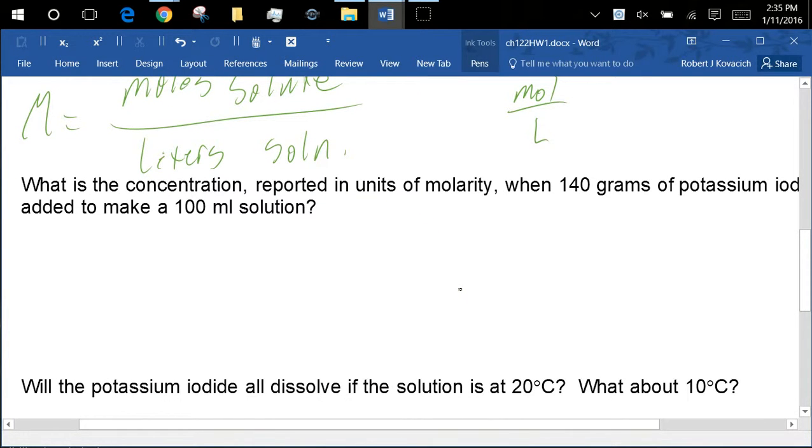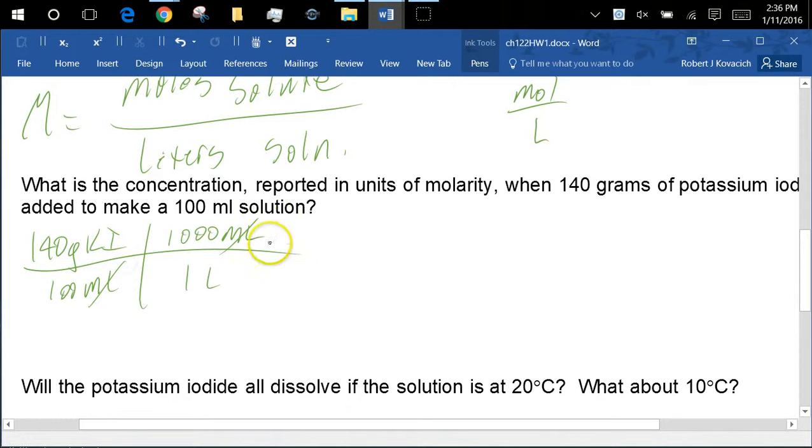All right, what's the concentration reported in units of moles per liter? 100 milliliters. Okay, so I've got potassium iodide. So I've got 140 grams of KI, and I'm going to put that in 100 milliliters of solution. I'll make the 1,000 milliliters 1 liter, cancel those guys out. And then 1 mole of KI, some number of grams of KI.